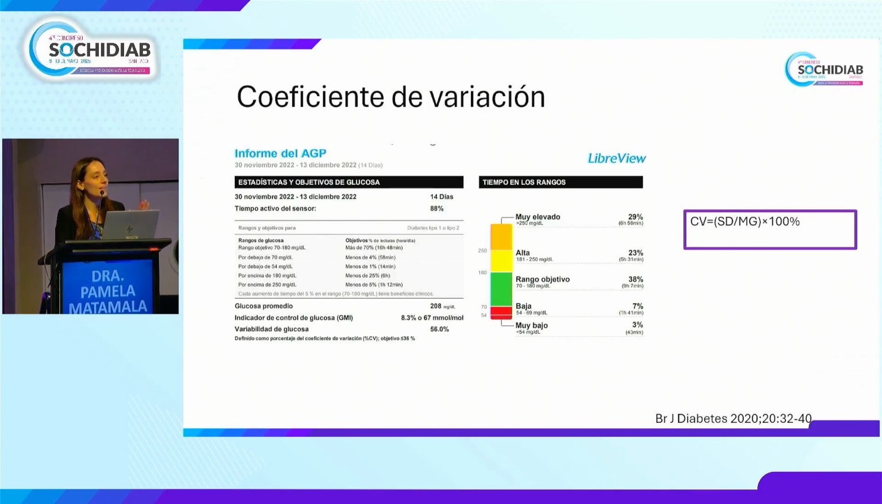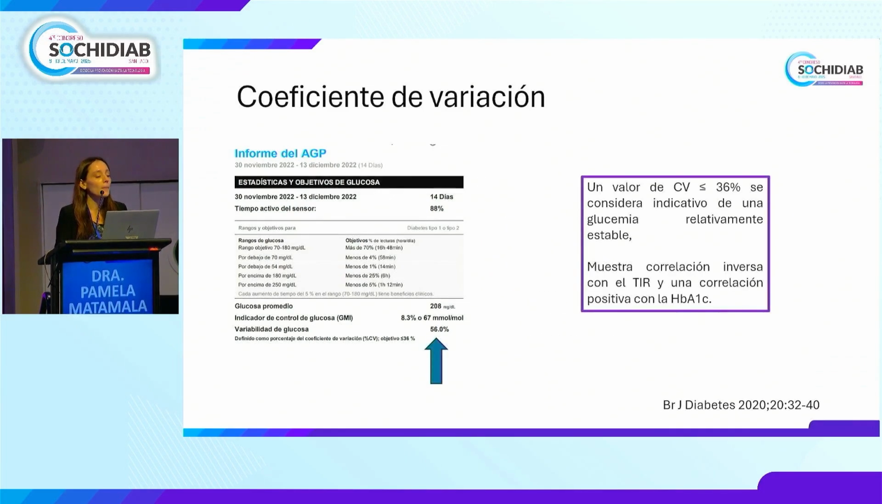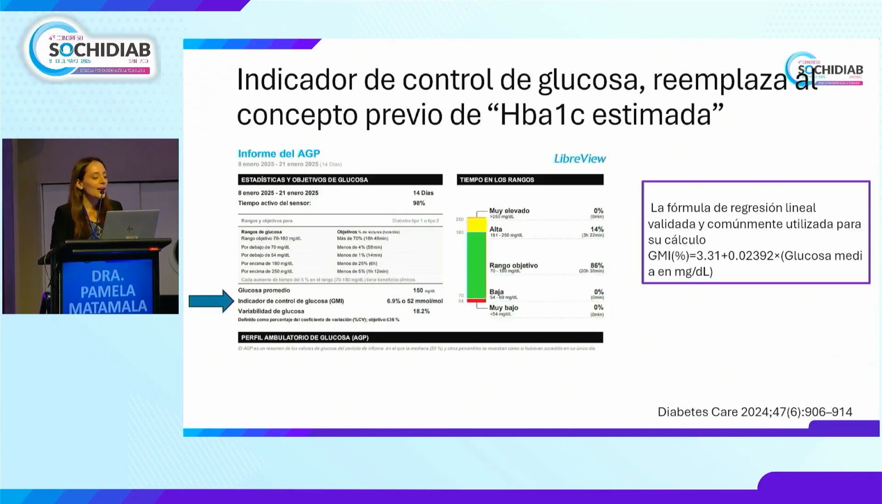Coefficient of variation is calculated as the standard deviation divided by the average of glucose times 100, and we know that a value less than 36% is considered indicative of relatively stable glycemia. This shows in general an inverse correlation with time in range. At the lowest time in range, the greater the glycemic variability, and a positive correlation with HbA1c. The glycemic variability indicates mainly that there is a greater risk of hypoglycemia in our patients.